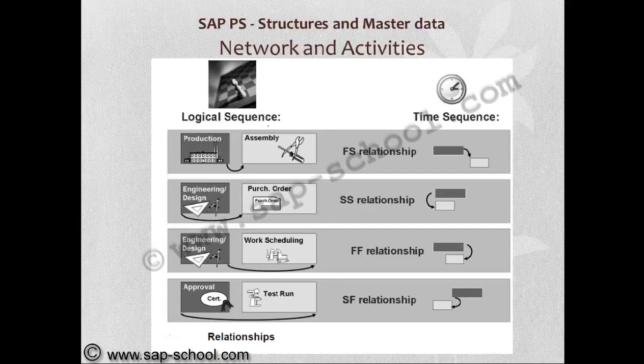Finish to finish. Engineering design and work scheduling both finish together. Once the engineering design finishes, only then will work scheduling finish. Start to finish. The approval of certification will be started once the test run has been finished. So this is the start to finish relationship. Normally, by default, the finish to start relationship will be used.